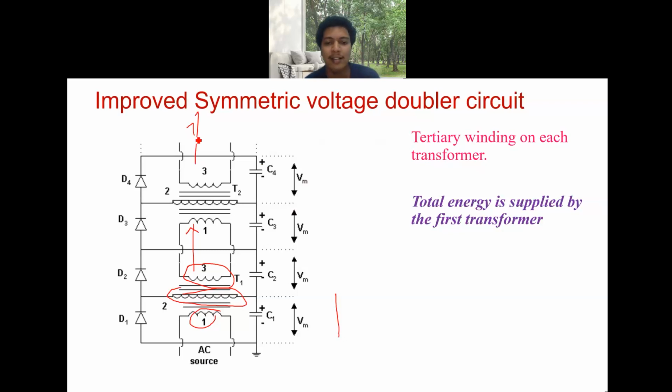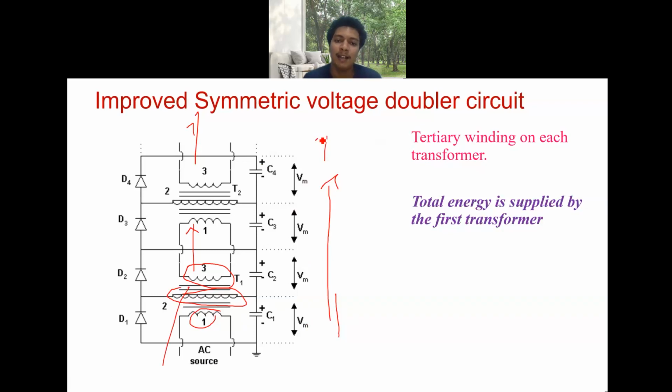So you have three windings, and you don't need another isolating transformer, because those three windings are already inside. This is the way we can use the voltage doubler circuit in multiple stages, like you can see here. Here we are having 8 Vm, and we can go up again.